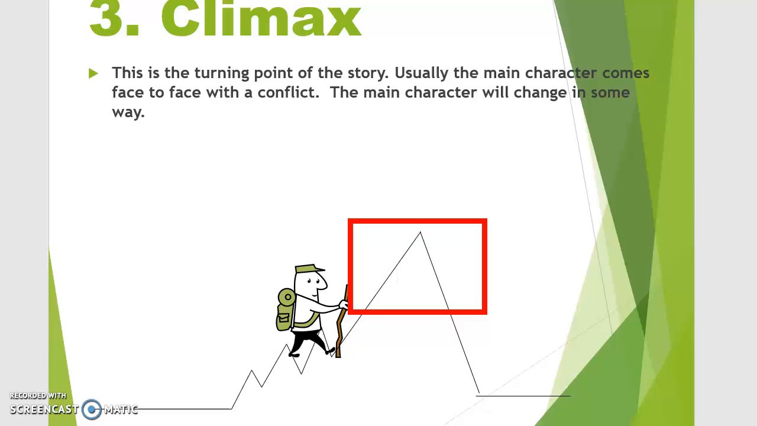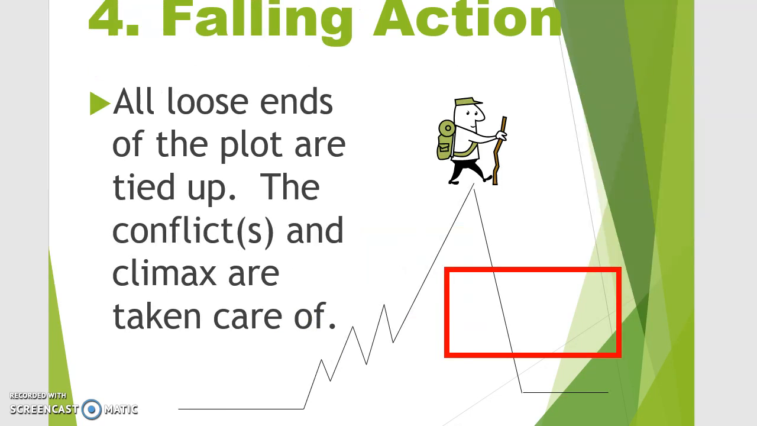You have your climax, which is at the top of our mountain. This is normally the part of the story that contains the bulk of the conflict. The character comes face to face with their conflict and sometimes has to make some harsh decisions. In the falling action, we begin to tie up the loose ends. The characters begin to face their conflicts and have some idea of the solutions that will come into play and how they can be successful in meeting those challenges.